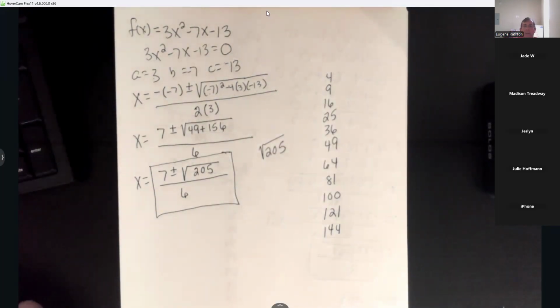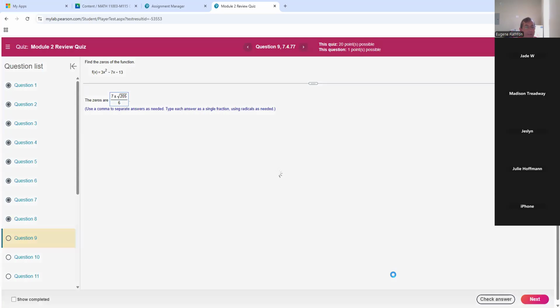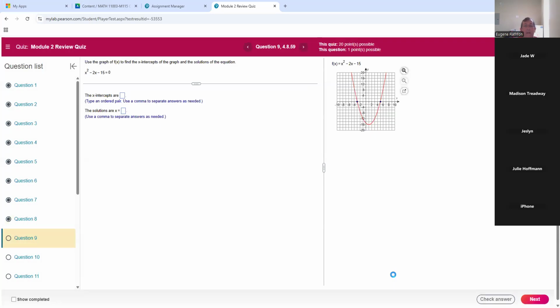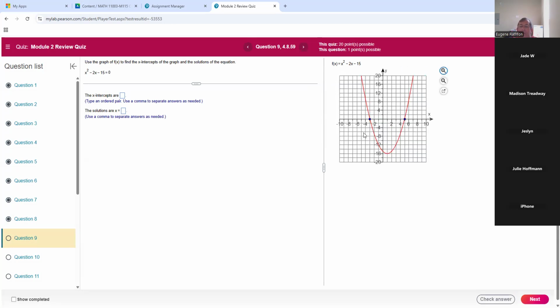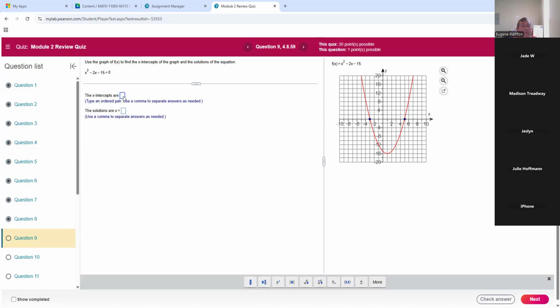All right, y'all, so let's see what's next on MATLAB. All right, so we hit next. All right, so this one, no work was needed. They're giving us the graph, and we got to tell what the x-intercepts are and the solutions. And it's where these 2 dots are.